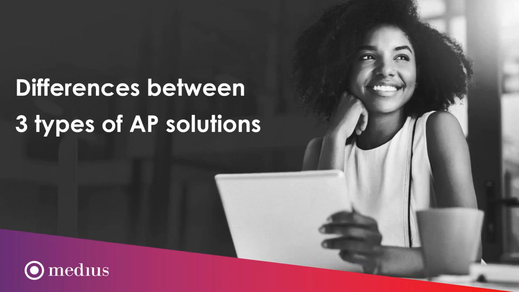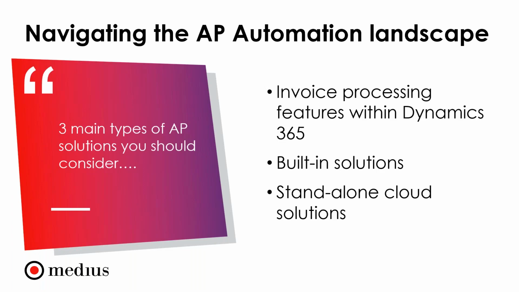So now let's talk about the differences when it comes to the three types of AP solutions. When navigating the AP automation landscape, being a Microsoft Dynamics user, perhaps ready to migrate to Dynamics 365, your finance department has to think about how to handle the AP automation process. There are three solutions, especially for Microsoft Dynamics 365: the invoice processing features within Dynamics 365, built-in or embedded solutions, and standalone cloud solutions. On the next slides, I will address the differences between these three types of AP solutions.